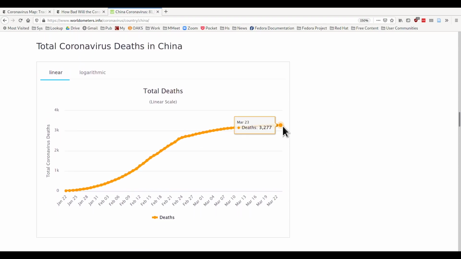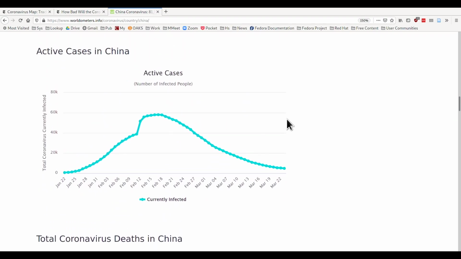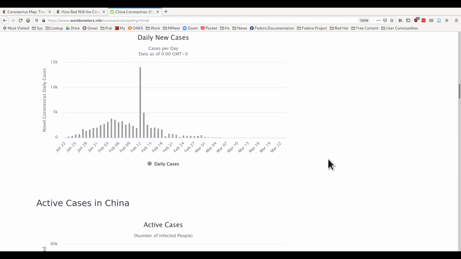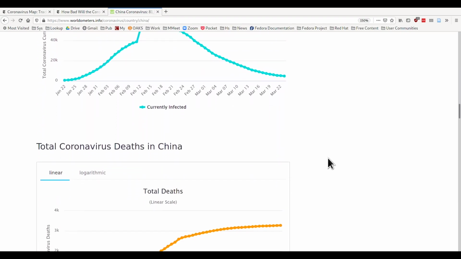China reports 3,277 deaths on March 23rd out of total number of cases. Let's get that number, 81,171. And that's a 4% fatality rate, which is actually more bleak than the 2% that I'd used in my Mathematica calculations. So this is a serious epidemic.